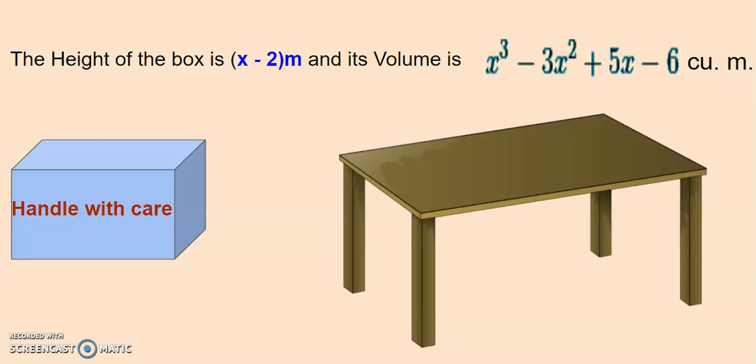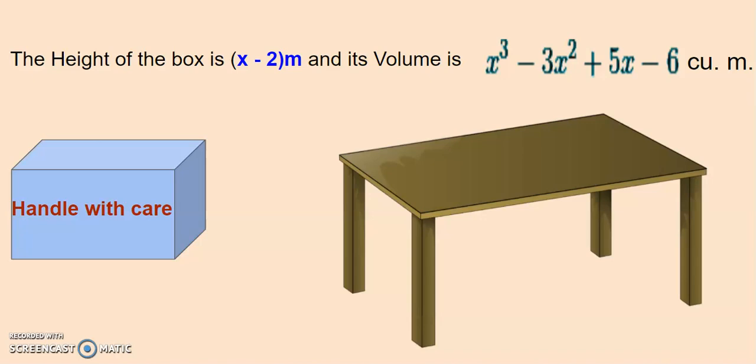The question is, without touching the box or without measuring it, with the given information, she needs to tell what is the region occupied by this box on the table. How much region of the table is covered by this box, she needs to tell. So the given information is the volume of the box and the height of the box in terms of polynomials. As "handle with care" is written on it, she is not supposed to change the orientation.